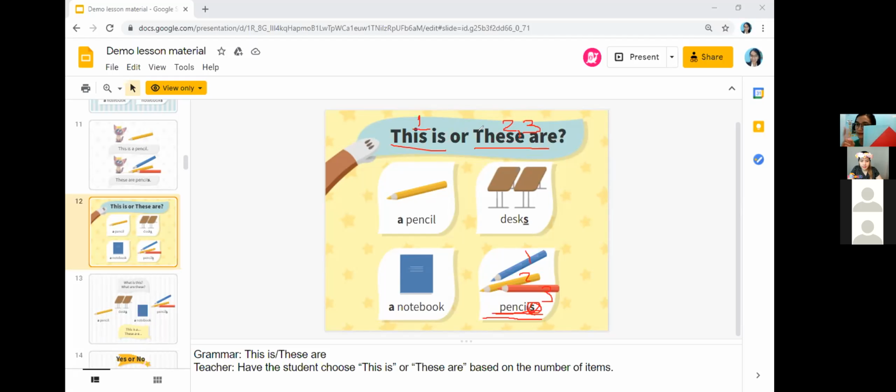Notebook. Notebooks. Good. Notebooks. Two. This is, these are. These are notebooks. Good job. These are notebooks. Very good. Now, pizza.